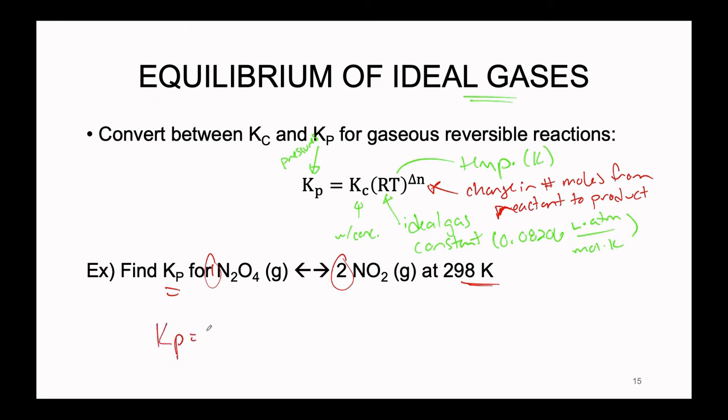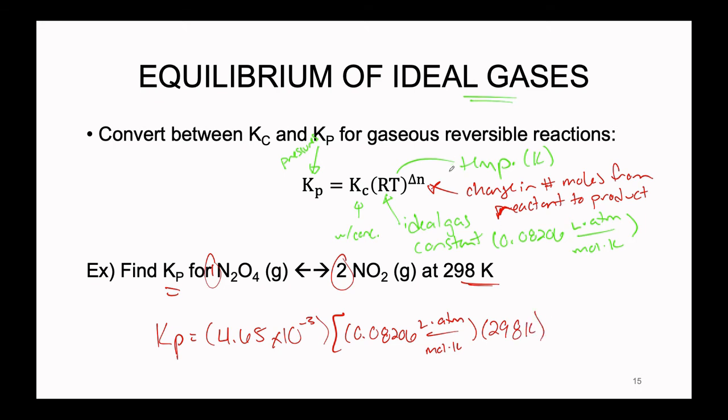Our Kp is going to be equal to our Kc, which is 4.65 times 10 to the negative third. Our gas constant R is going to be 0.08206 liter atmosphere per mole Kelvin. Our temperature is 298 Kelvin, and we're going to raise all of this up into the delta N. And so we're looking at the change in moles from reactant to product. How we're actually going to be using these numbers is just like before. We're always going to be looking at a final minus initial type of number. So number of final moles or product moles, and we're going to subtract out the number of initial moles or the number of reactant moles.